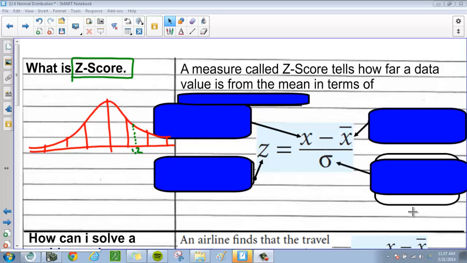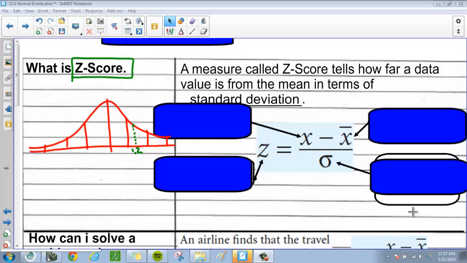It tells you how far the data is from the mean, in terms of standard deviation. And to calculate it, what you need is first, we're solving for the z right here.